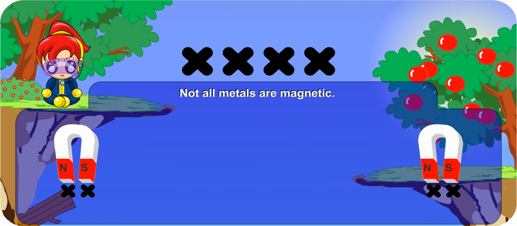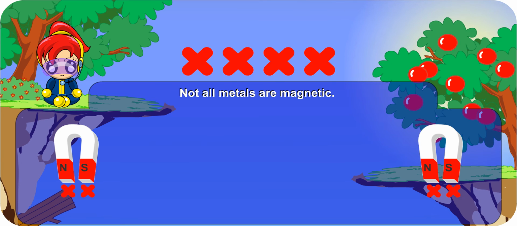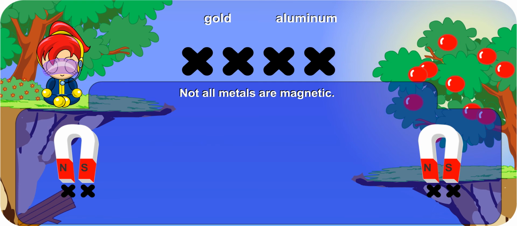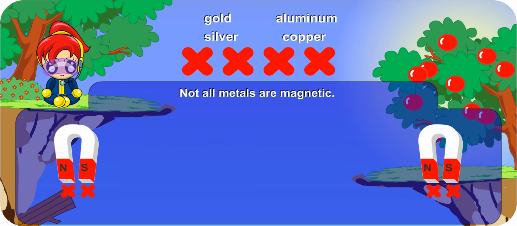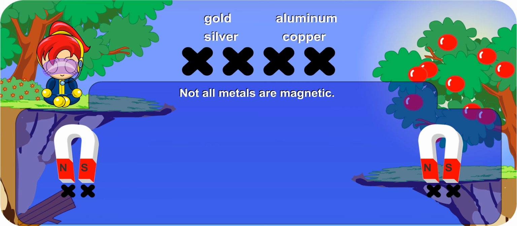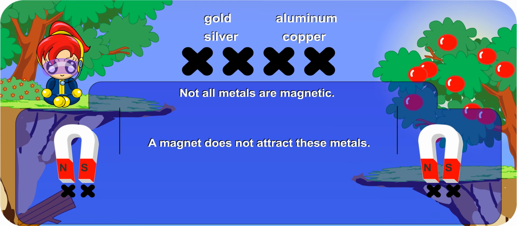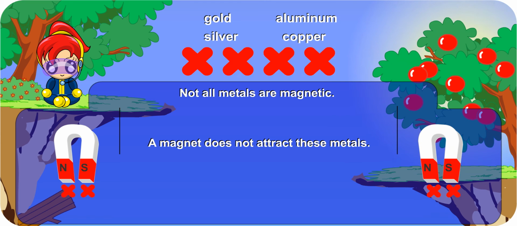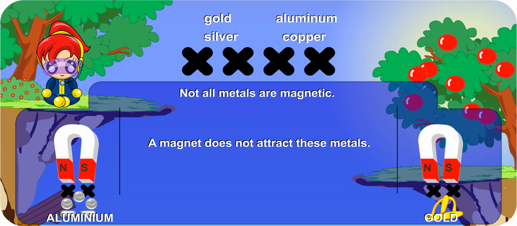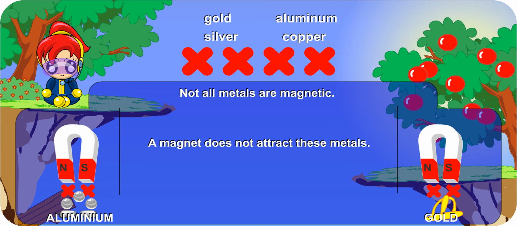Not all metals are magnetic. Metals such as gold, aluminum, silver, and copper are non-magnetic. A magnet does not attract these metals. Can you identify the magnetic and non-magnetic objects? I can.